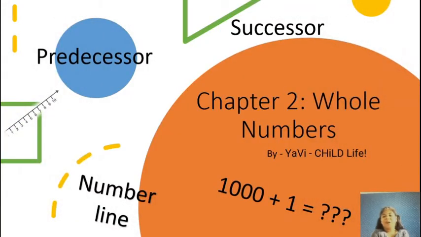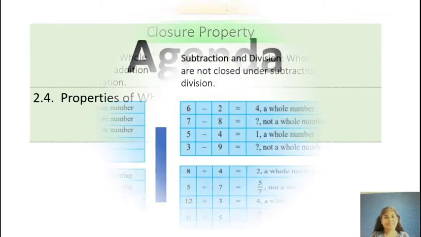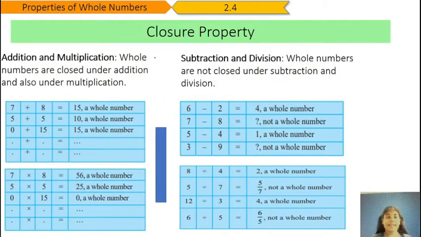Chapter 2, whole numbers. Our agenda for today will be completing section 2.4, which is properties of whole numbers. Our first property is the closure property. A closure property is a very easy and simple property. So what does the closure property say? It says that if you have any two whole numbers and you add or multiply them, the sum or the product should be a whole number.